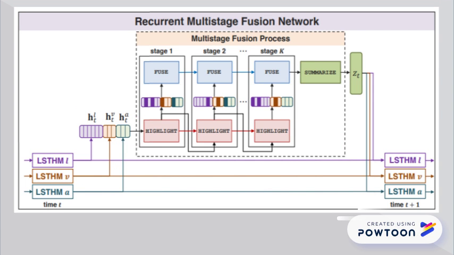To review the specifics of the modules, the highlight module identifies a subset of the multimodal signal. The fuse module performs local fusion before integrating with previous fusion representations. Summarize translates the representation at the final stage into a cross-modal representation to be fed back into the intramodal recurrent networks. Lastly, each stage in this figure varies from 1 to k. 1 represents the initial stage, while k represents the final.